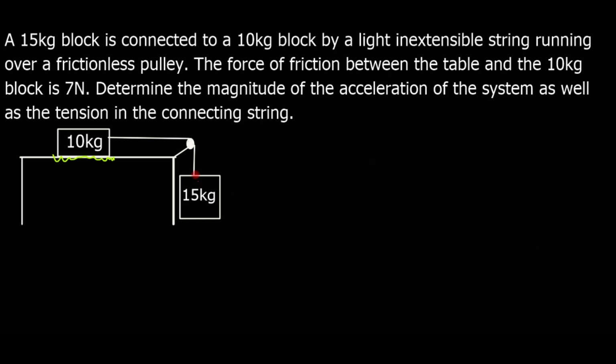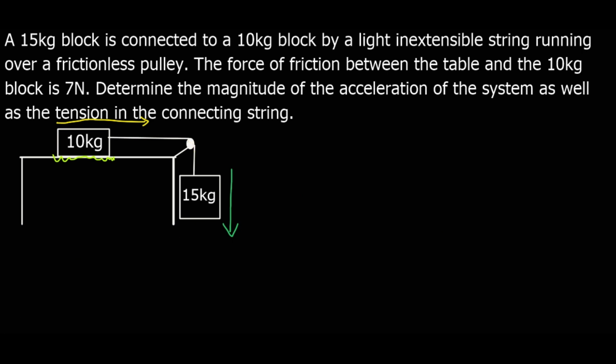We have a 15 kg block connected to this 10 kg block by a string. What is important is to assume this 15 kg block is heavier than this 10 kg block. So the 15 kg block will move downwards, and then this 10 kg block will move in this direction because it is pulled by the string.